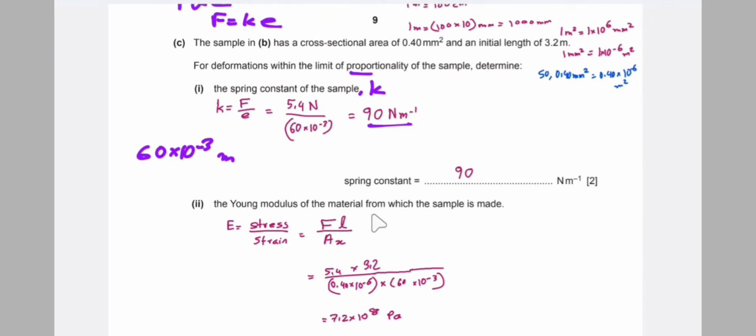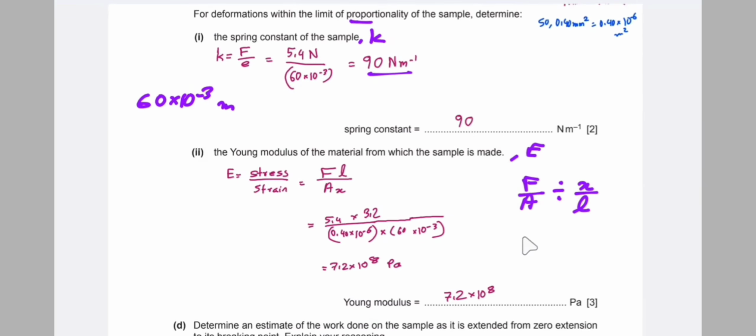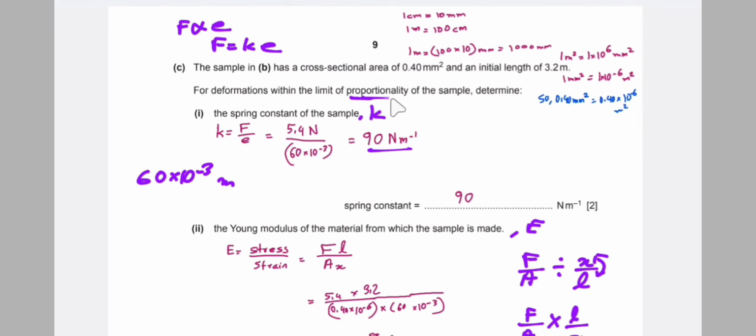Then the Young modulus of the material from which the sample is made. So we need to find the value of the Young modulus E. The Young modulus is equal to stress divided by strain. Stress is equal to force per unit area, and strain is equal to extension divided by original length. If we convert the divide sign to a multiply sign, we have to reverse the values, so length comes above and x below. So FL divided by AX. By using this formula, we can calculate the Young modulus up to the limit of proportionality.